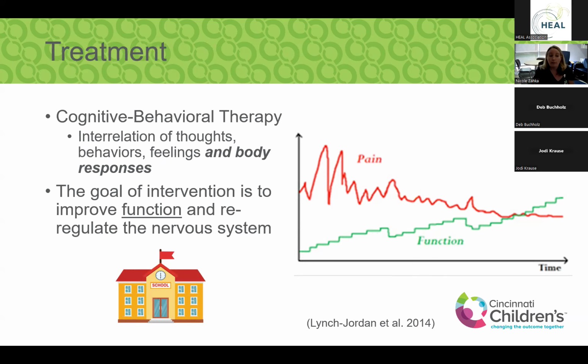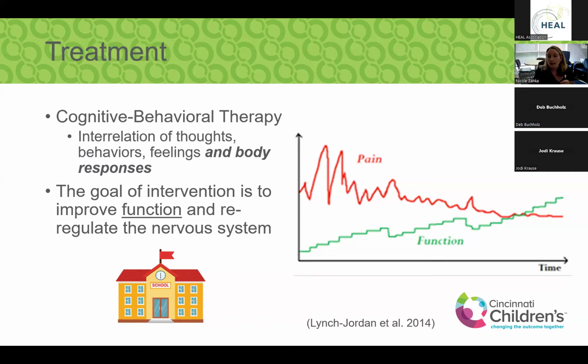So the goal of intervention always is to improve function, get back to school, right? Get back to your life and learn how to re-regulate the nervous system. So cognitive behavioral therapy is sort of our best possible way to do that. And that breaks down some of the barriers to successfully getting back to school. But we also need a really good school plan.